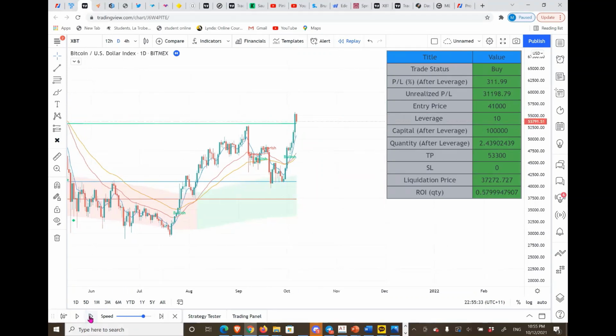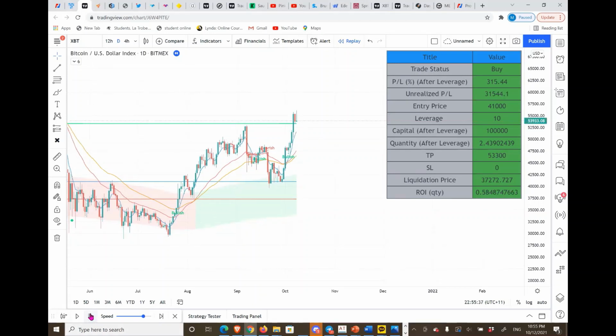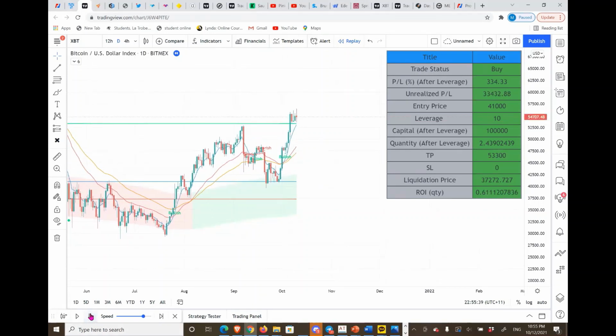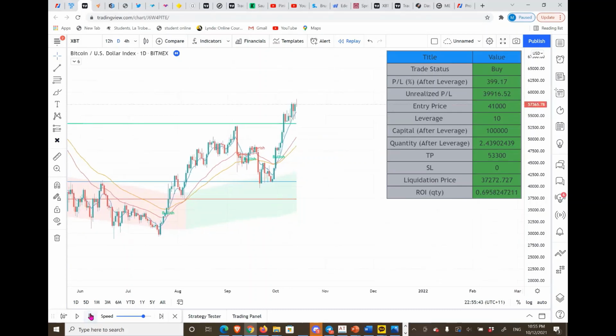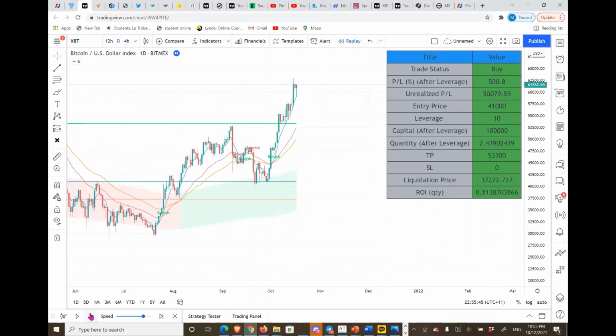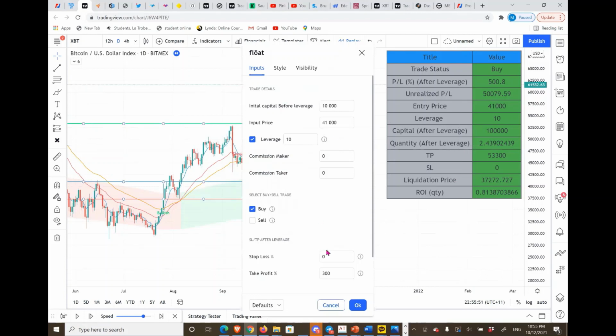Let's keep it rolling. Oh, we didn't touch it. So let's keep rolling. No, didn't touch it, didn't break it. We're still in this trade, 100% in this trade. Still haven't touched it yet. Let's keep rolling through. All right, now we're at 500% return on initial capital in this trade.